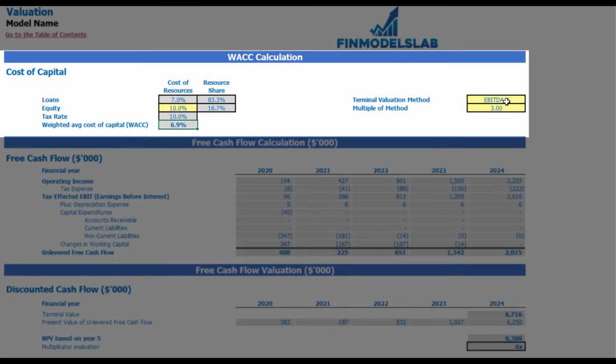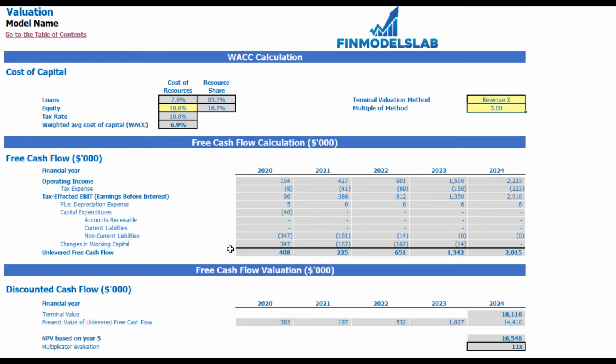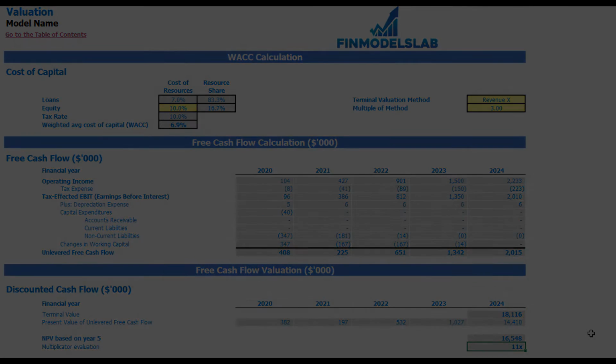In the valuation model, there are 2 valuation methods, which are EBITDA multiple and revenue multiple. You may select one of them, and below you may input the multiple of the method. Based on this information, we can see terminal value, which is calculated on unlevered free cash flow. You may see the present value of unlevered free cash flow, NPV, and multiplicator evaluation for this particular company.